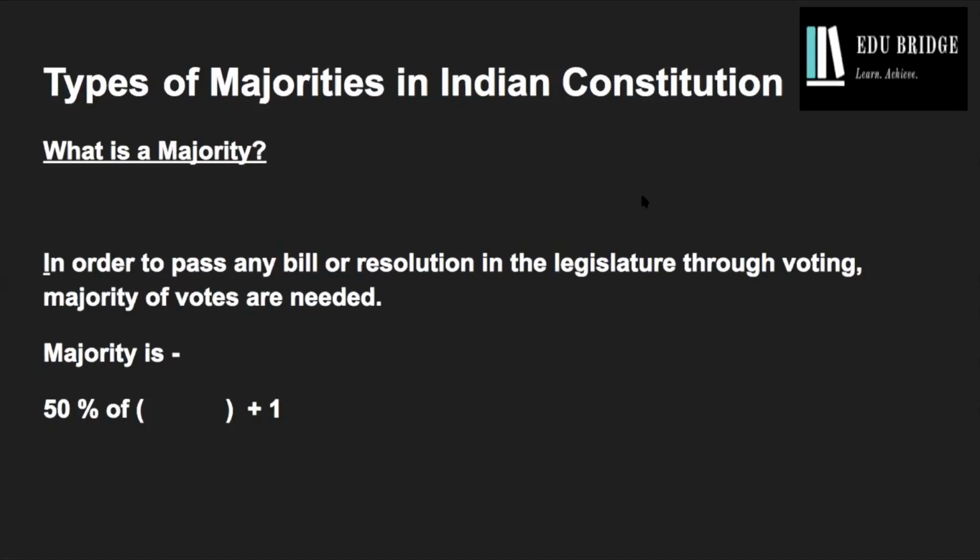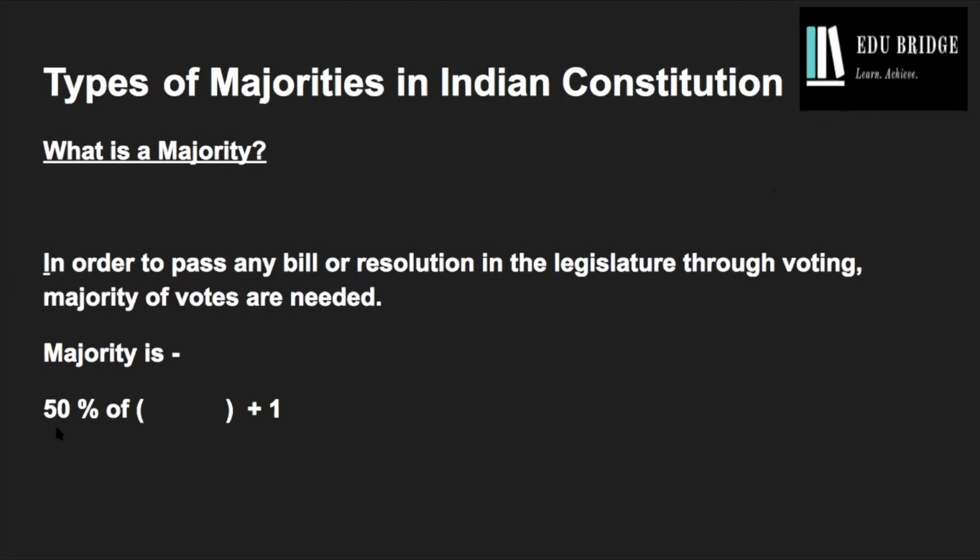Now the first question is, what is a majority? So majority, anything that we need to pass a bill or resolution in the legislature through voting. It means if you want to pass anything in the legislature, you need to identify whether that bill or resolution is having majority or not.